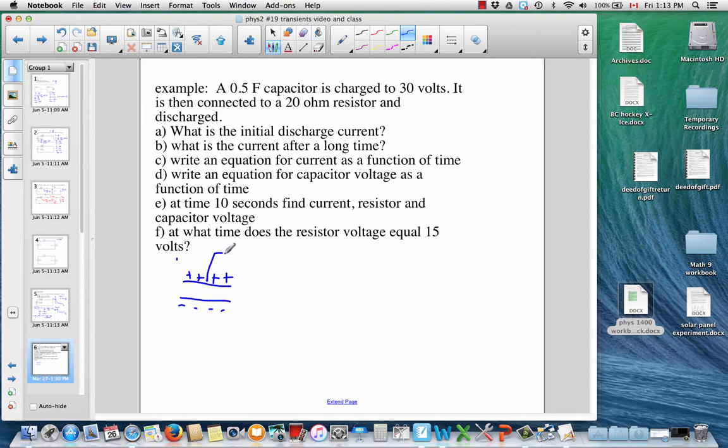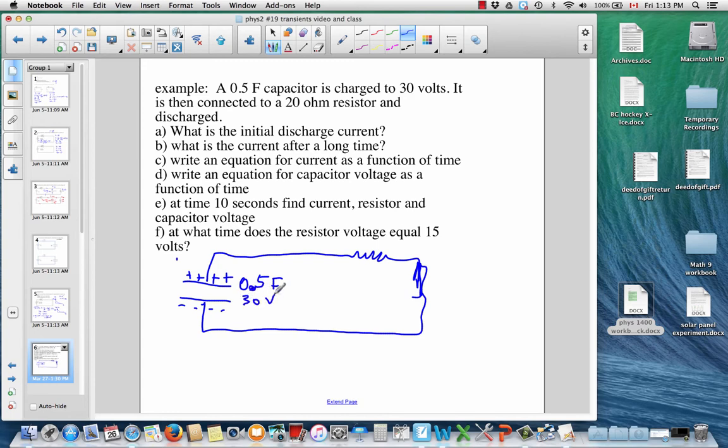And it's connected to a resistor, a 20 ohm resistor, like this. Sorry, that's not a very good wire. I'll fix that up in a sec. And it's half a farad. That's a massive capacitor. And it's charged to 30 volts, and here we have a 20 ohm resistor.